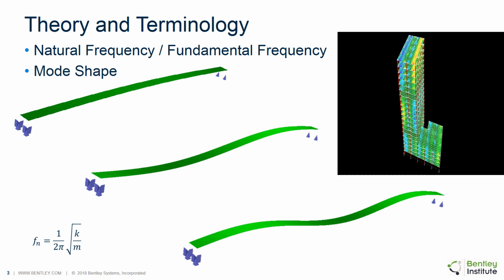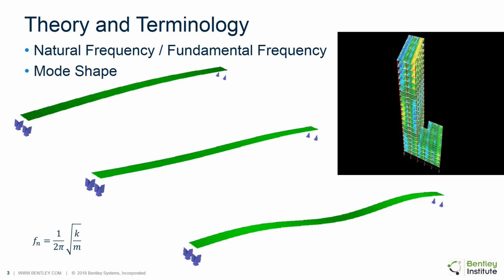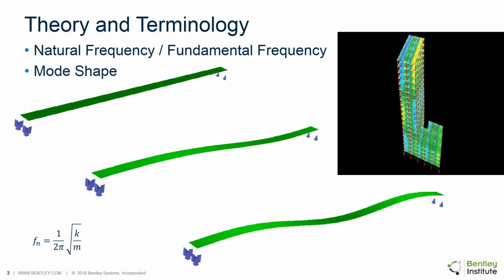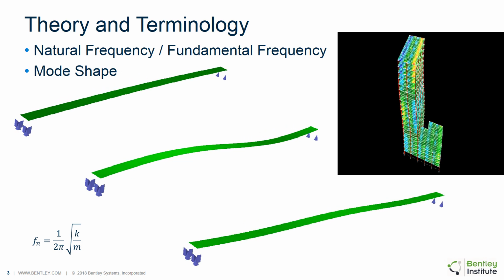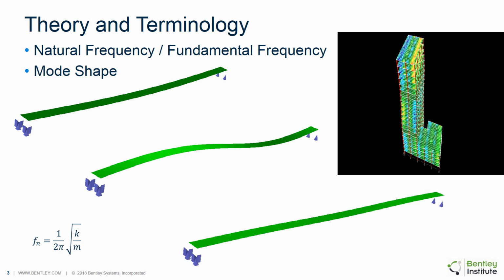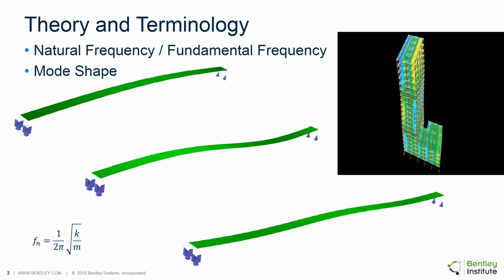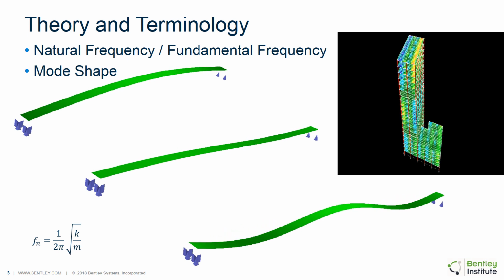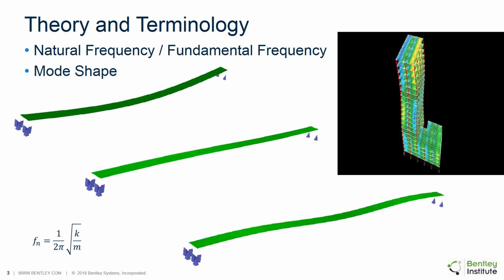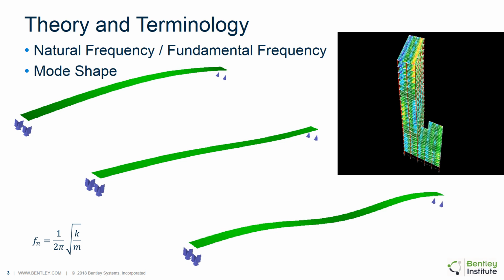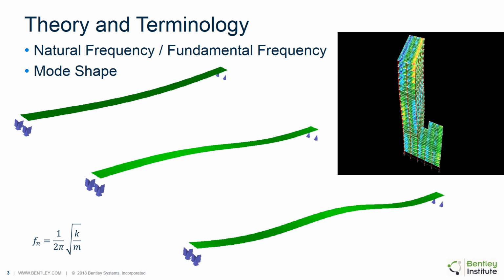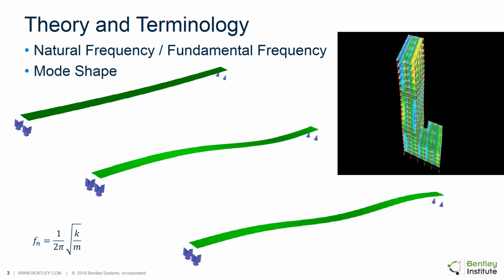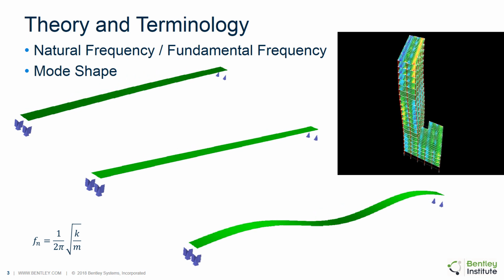Every structure has natural tendencies in the way it tends to vibrate, and it's an inherent property of the structure, just like concrete strength or density. If we look in the lower left-hand corner, you'll see a formula for natural frequency. This is for a simple single degree of freedom system, but I wanted to point out the relationship between natural frequency and stiffness and mass. So you'll see that natural frequency is generally proportional to the stiffness and inversely proportional to the mass.